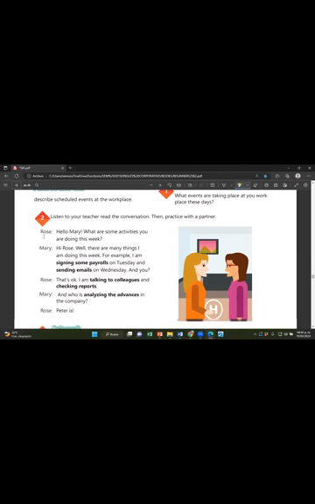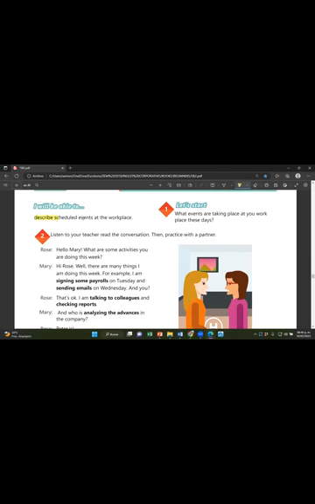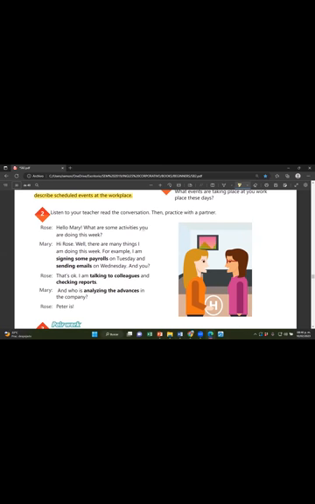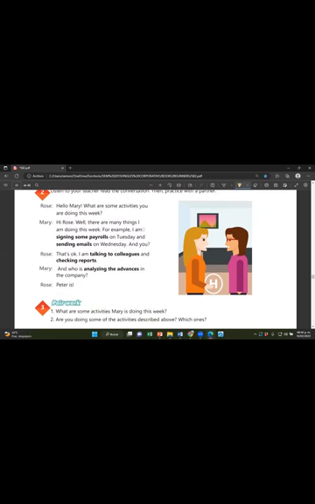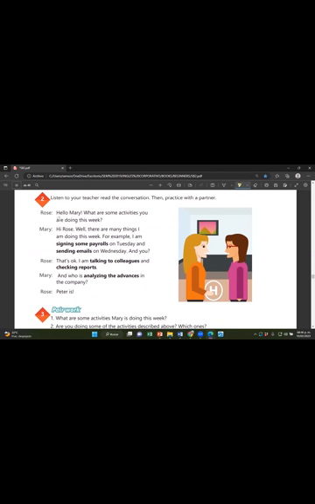We have this conversation. Today you will be able to describe scheduled events. Let's take a look at this conversation. We're on page 33 in the manual. Let me read the conversation for you and record it in WhatsApp.